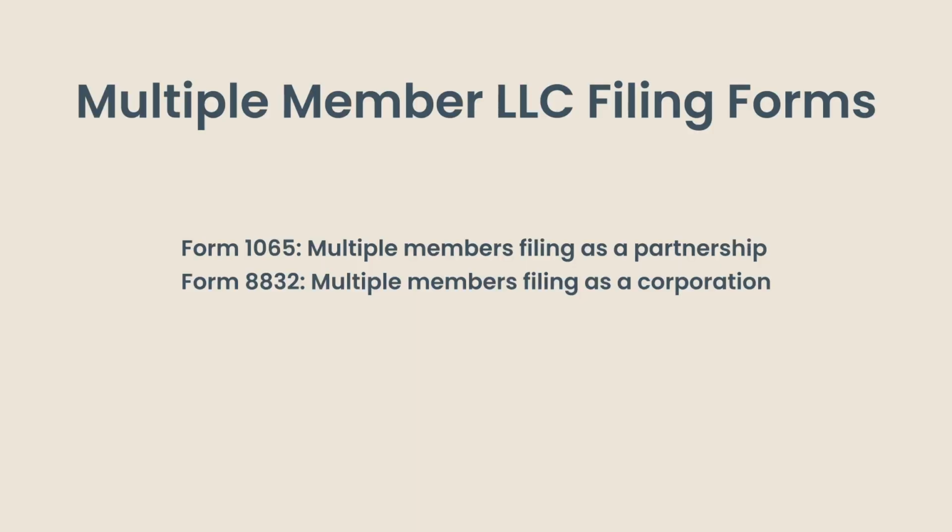LLCs with multiple members also have options with filing and paying taxes: the Form 1065 for LLCs with multiple people filing as a partnership, or the Form 8832 for LLCs with multiple members filing as a corporation. LLCs with multiple members don't need to submit Form 8832 if they file the taxes as a partnership.